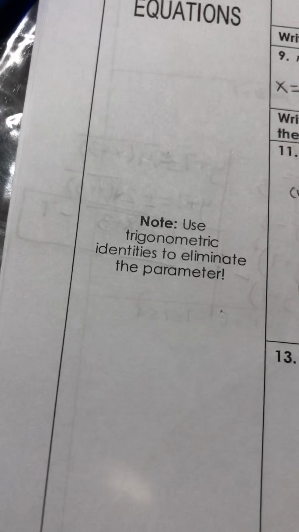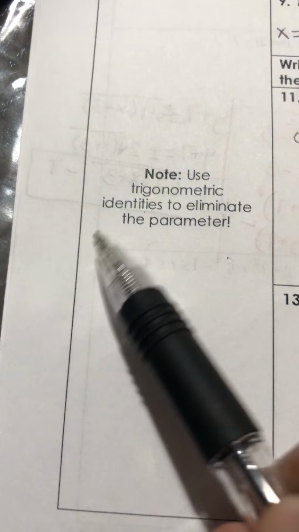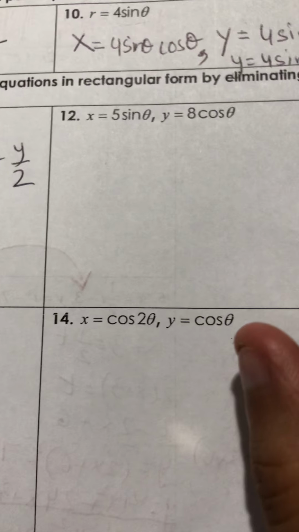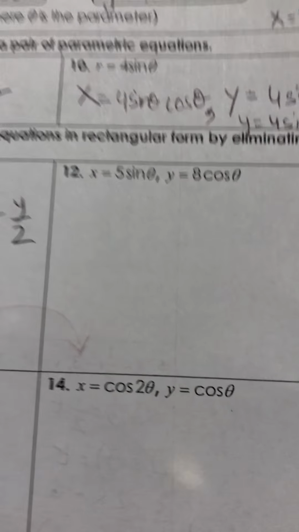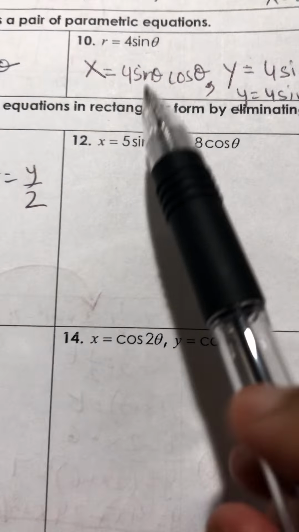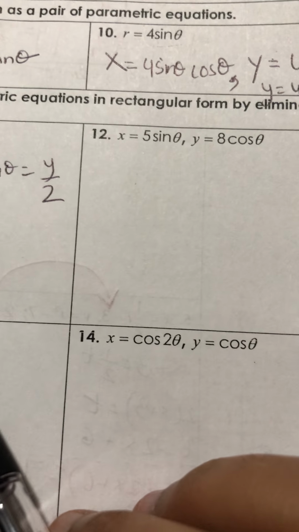Okay, so don't forget, you have to use trigonometric identities to eliminate. First of all, isolate that trigonometric function and then use the identity. This looks similar to what we did right now. I'm going to do this question.